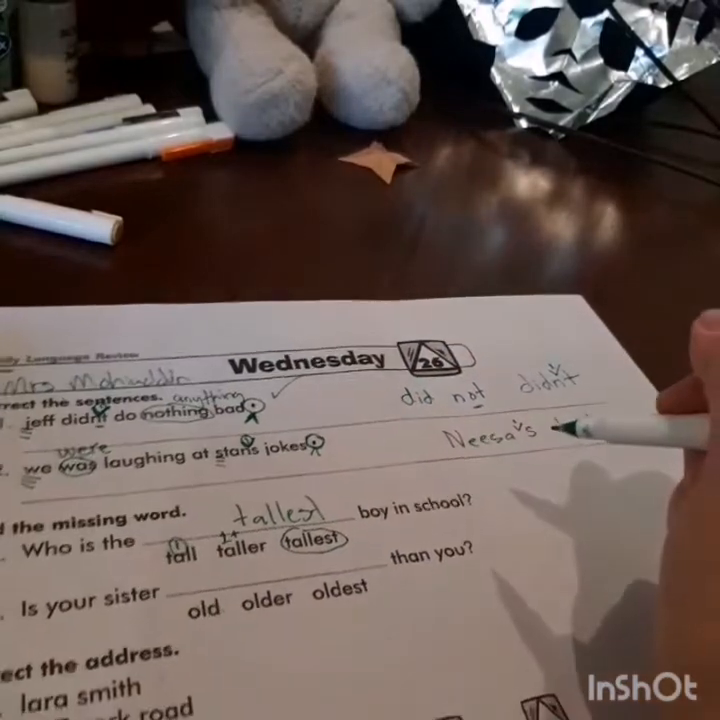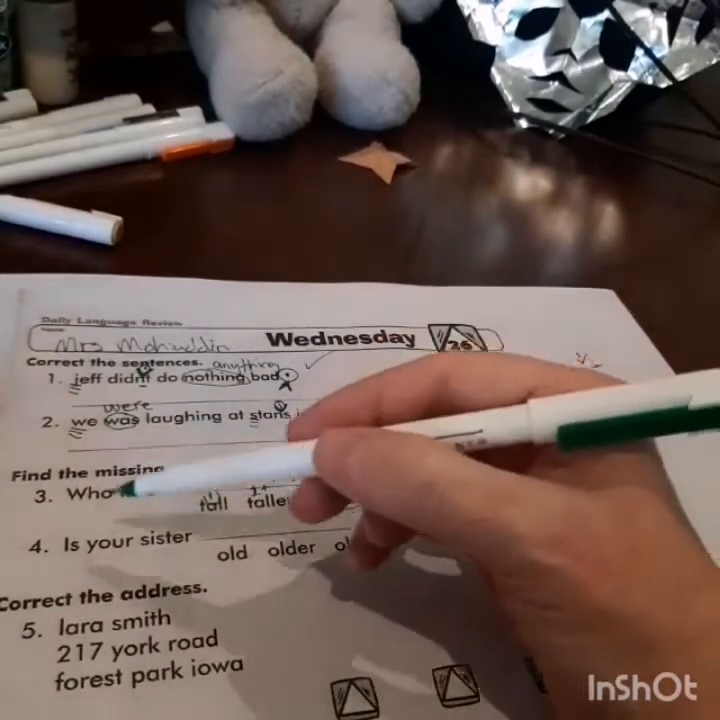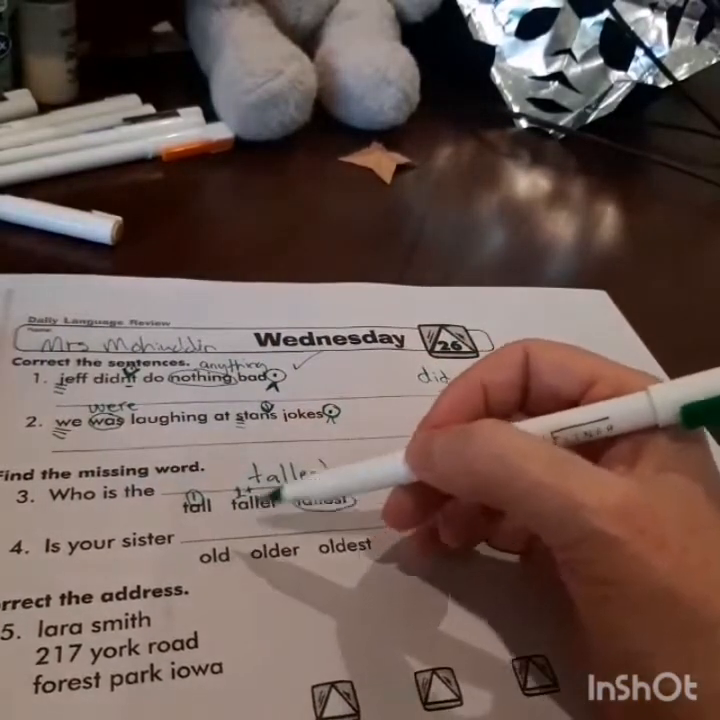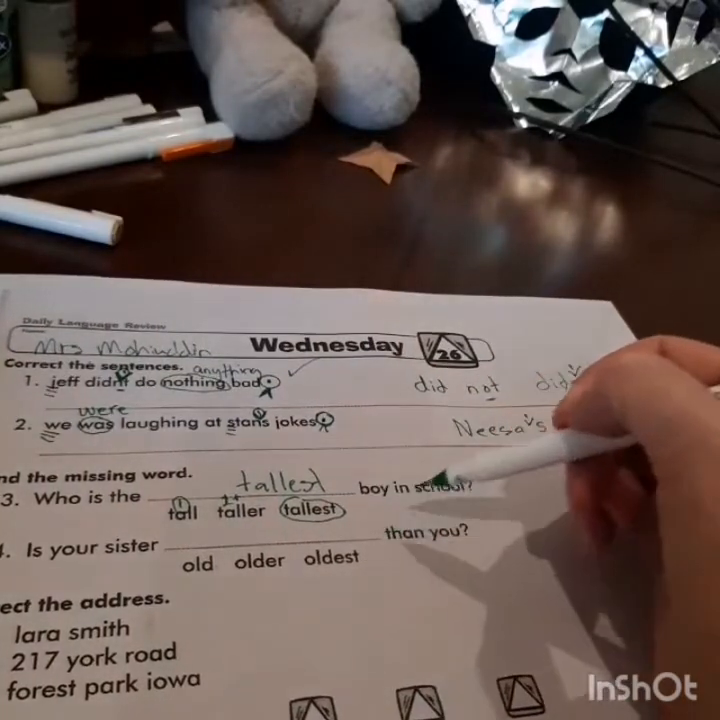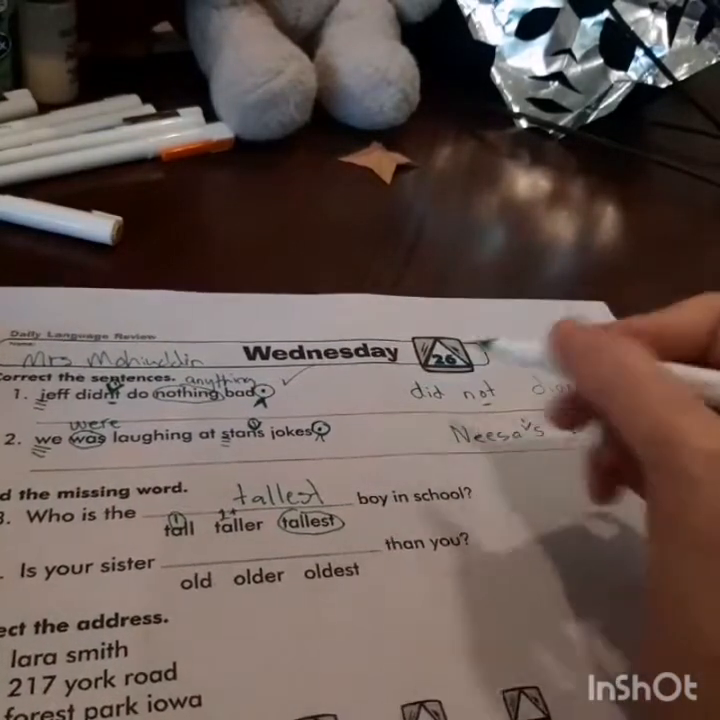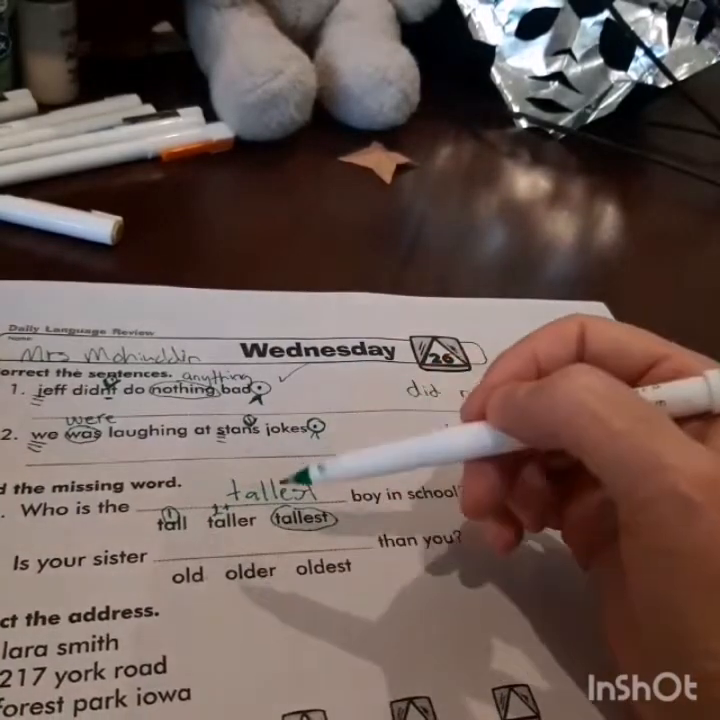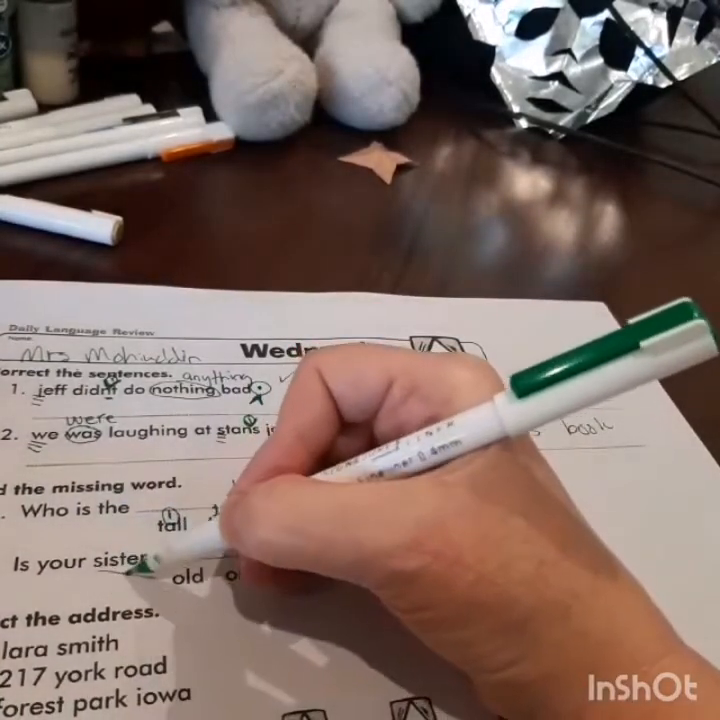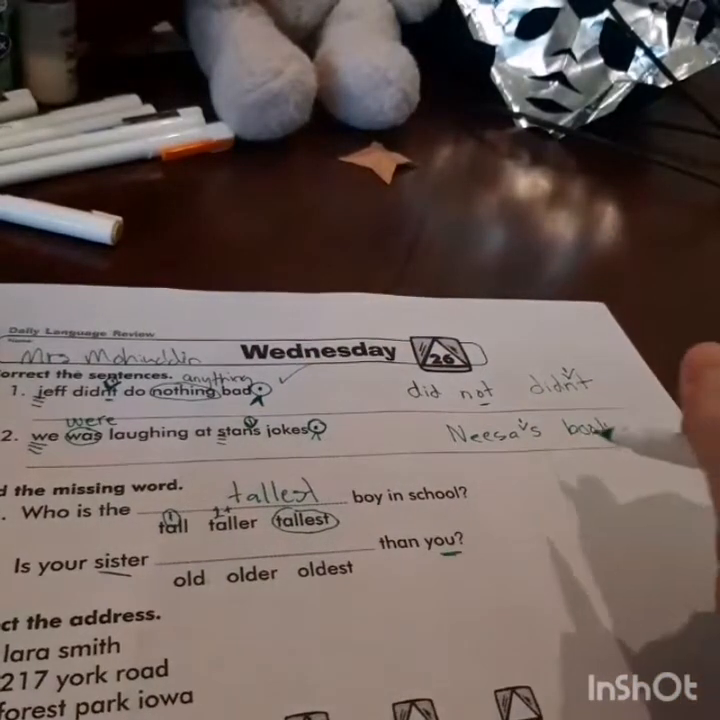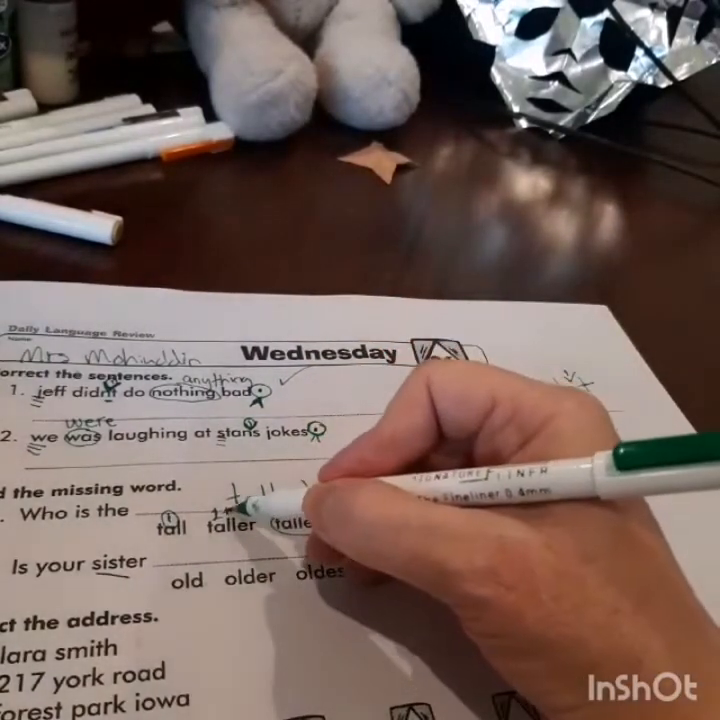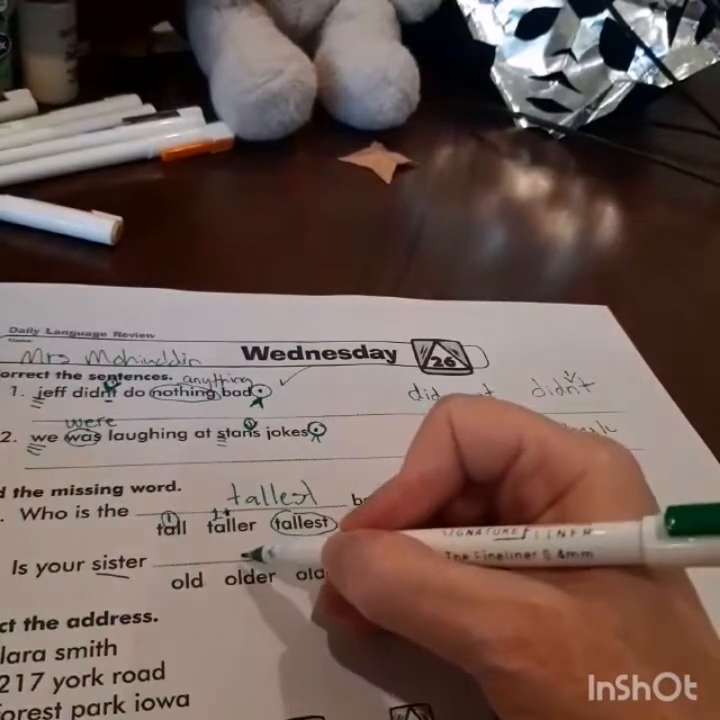Who is the tallest boy in school? Okay. Is your sister old, older, oldest than you? Okay, how many are we comparing here? Okay, we're comparing 2. We're comparing your sister and you. So 2. Right here, I shouldn't have put the plus there. It's actually just for 2.